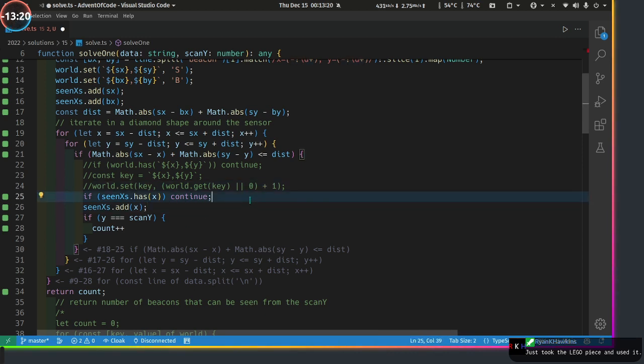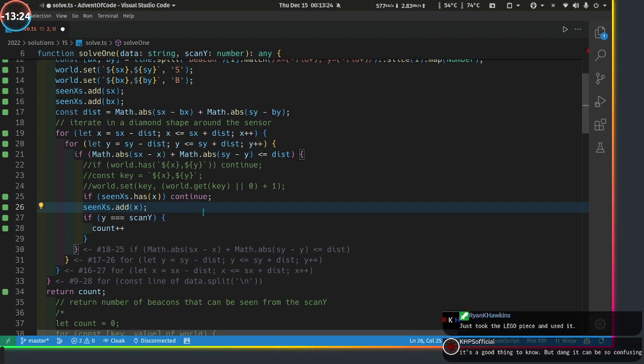See if seen X has the X, drop it. If Y equals scan Y. Hold up. If I see an X, then I've already seen it. Nope, I need to keep track of both of them.